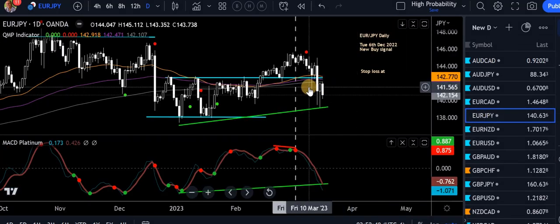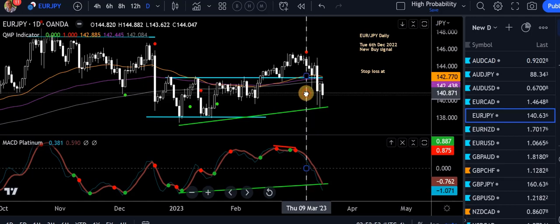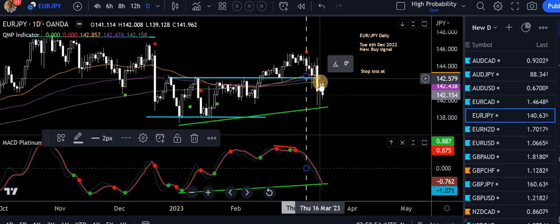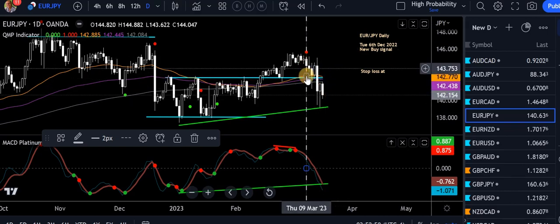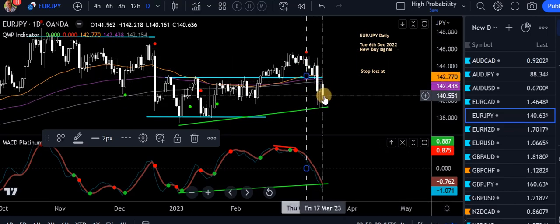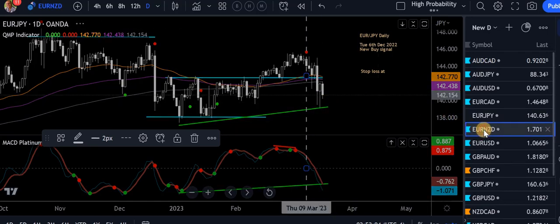Euro yen, we'll have a look at it. I'm not in a trade. I mentioned I didn't take the sell trade. In hindsight, probably should have, but geez, look at the movement on these pairs, the yen pairs lately. In hindsight, it would have been a good sell trade, but I didn't take it, so I'm not on it.